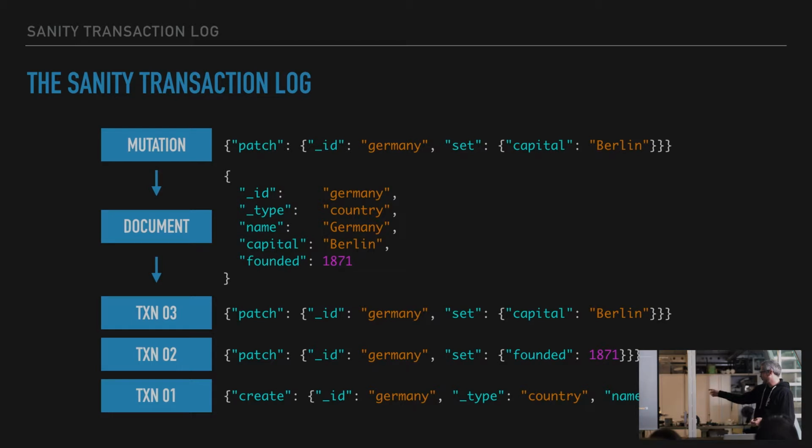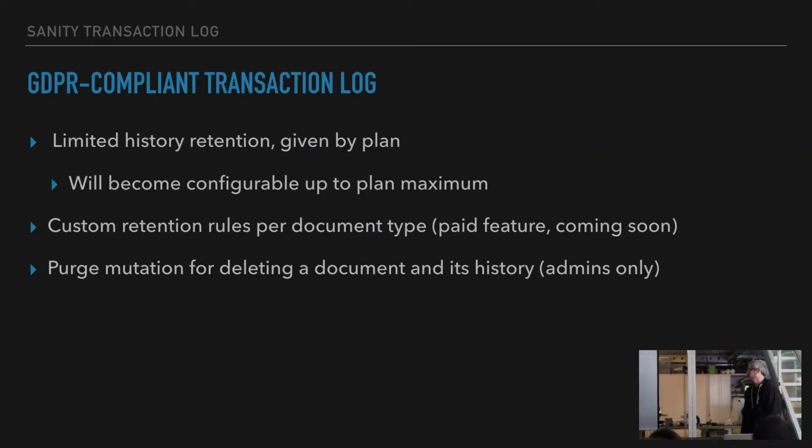So you can see in transaction 1 there was the original create patch that just set the name of the country to Germany. And then the second transaction updates the founded field and sets it to 1871. And then finally, you get the latest mutation that was submitted that set the capital to Berlin. So the question is, what can we do to make this GDPR compliant? Because we obviously can't have this full record. And what we did is, first of all, to implement limited history retention that's determined by the project's plan.